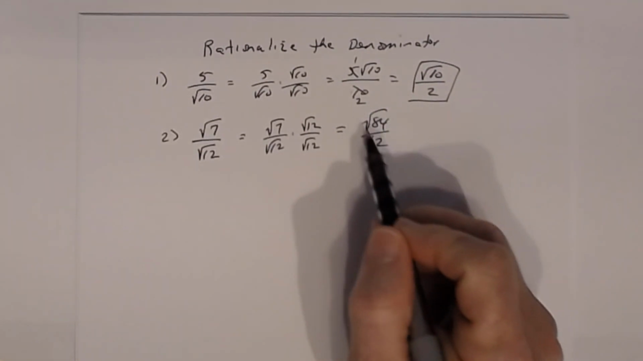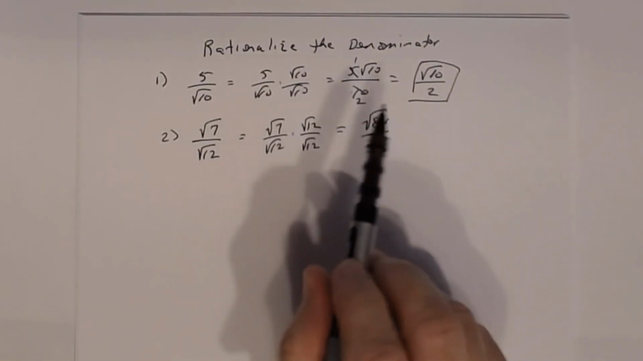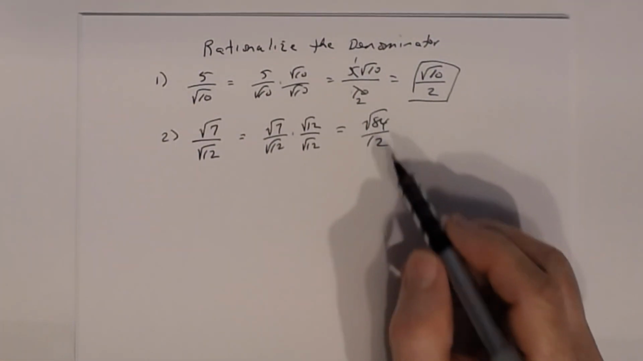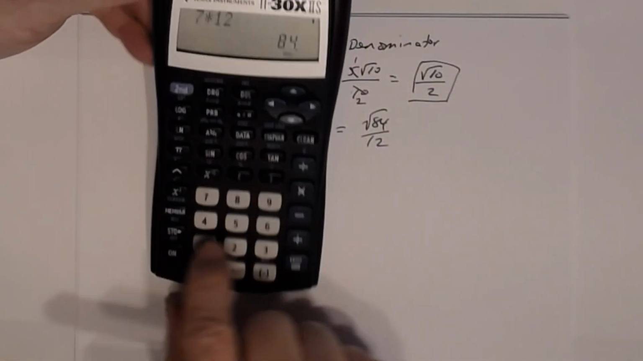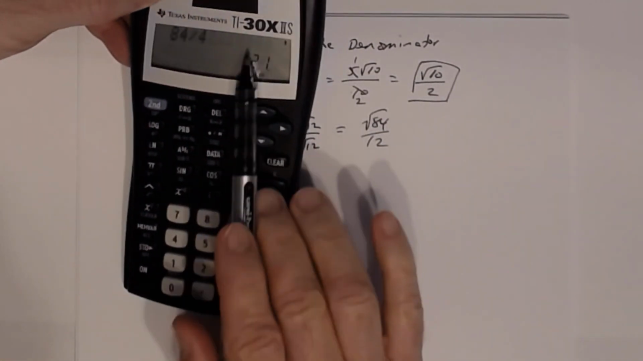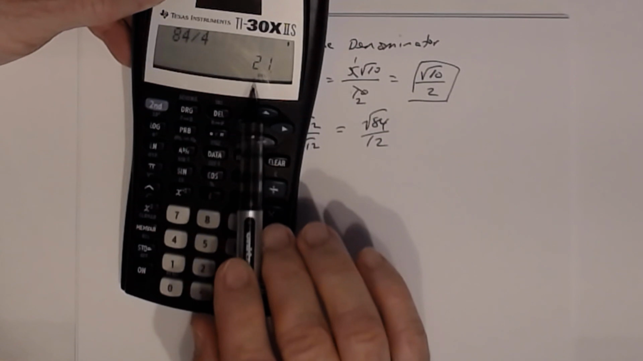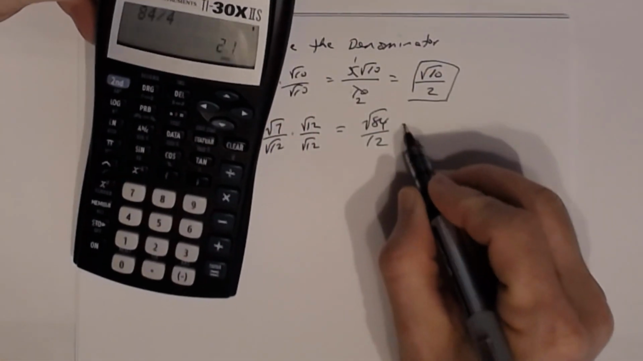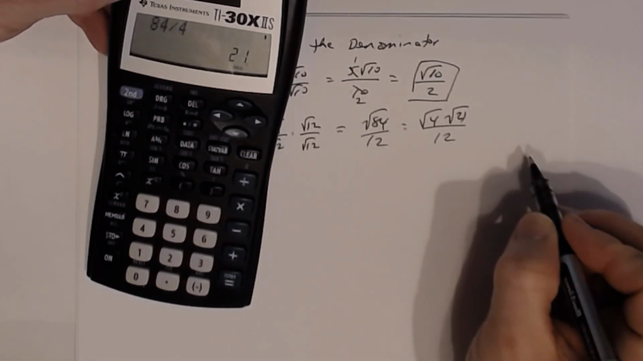But then you need to simplify this. So one of the things you learned throughout the topic on radicals is that you simplify as much as you can. So if you look at 84, there is a perfect square that goes in 84, and that's 4. Because if you take 84 and divide it by 4, you get 21. So 4 is the largest perfect square, and the only perfect square that goes into 21 is 1. So that's the largest. And so you're going to rewrite this as the square root of 4 times the square root of 21 divided by 12.